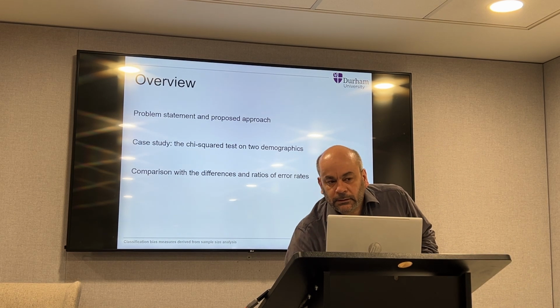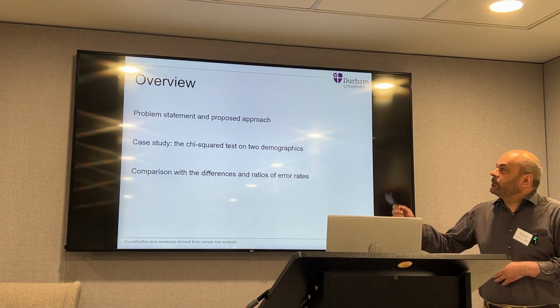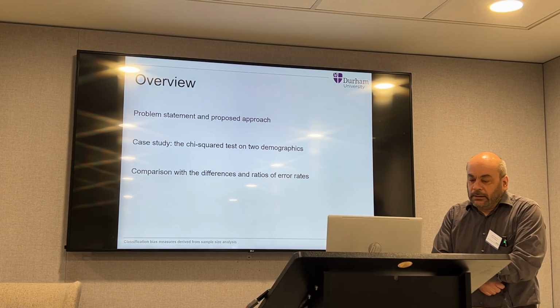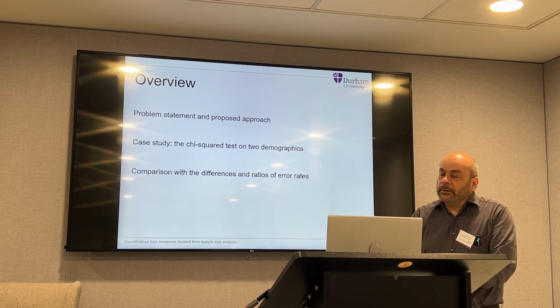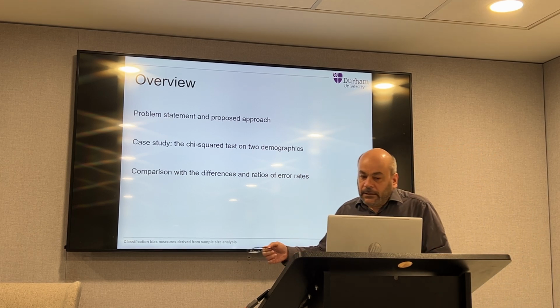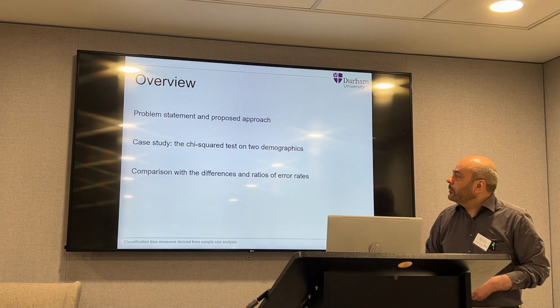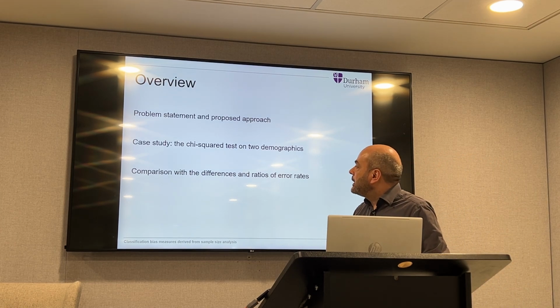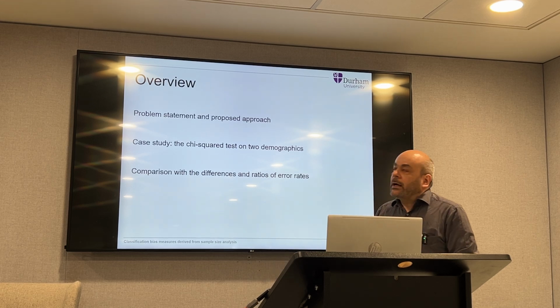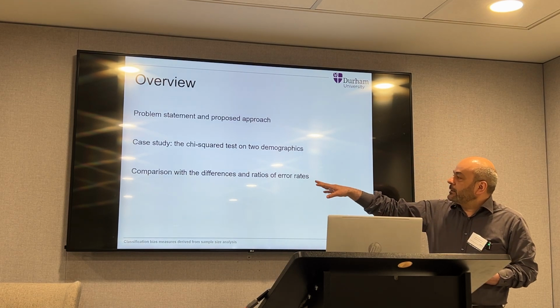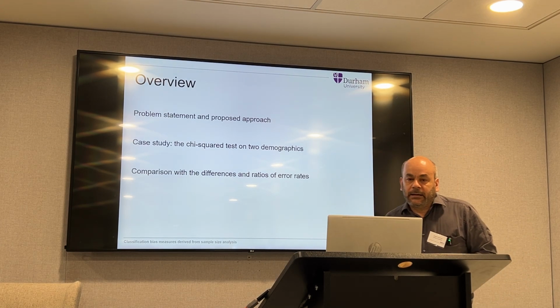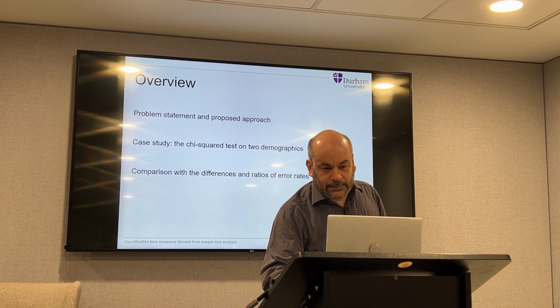So first I will state the problem and how we approached it. Then I will give an example, the chi-square test on a data set comprising two demographics, and then I will do some comparison with different approaches, which is basically the differences and ratios of error rates.